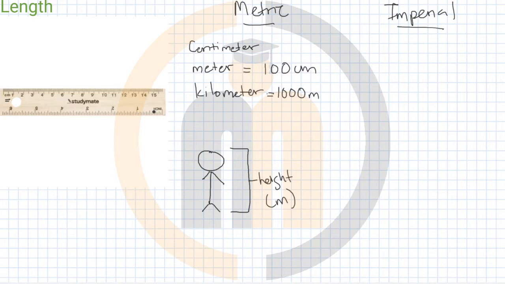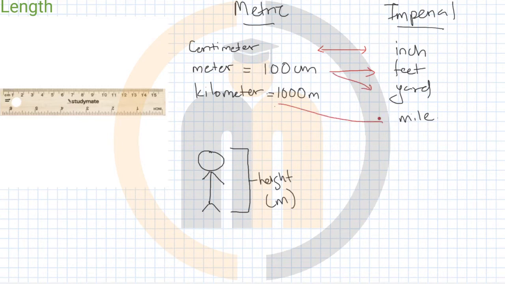Now I'm going to quickly introduce imperial. At the bottom of the ruler, you see we have an inch. In imperial we have inch, feet, yard and mile. If you talk about equivalence in this system, centimeter and inch work about the same. Meter and feet or yard work about the same, and kilometer works similar to mile. But they're all different in measurements.